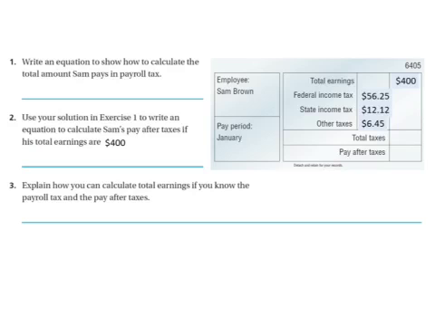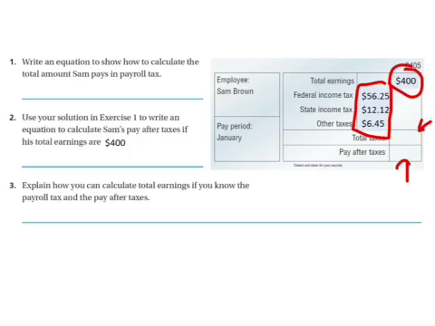So this slide is from 17.1. We have a pay stub here for Sam Brown. His total earnings are $400, and these are his payroll taxes. Everything on the paycheck is considered a payroll tax: federal, state income, and other taxes. And it does not show his total taxes or his pay after taxes. We're gonna work that out.